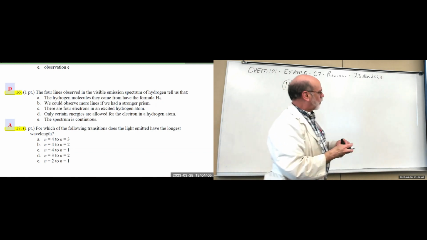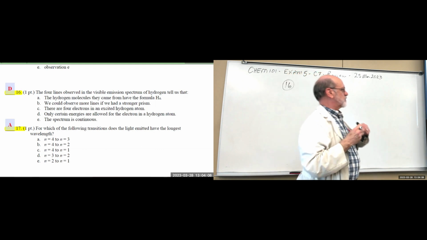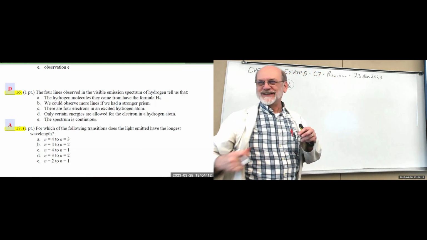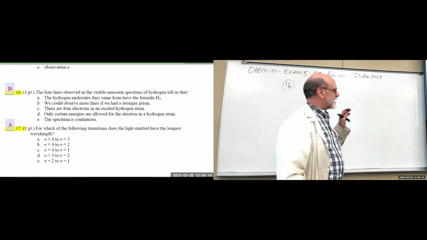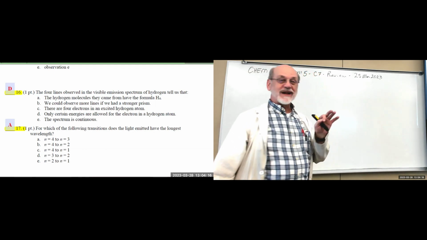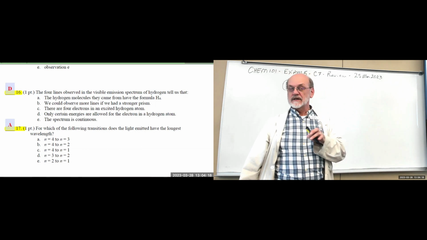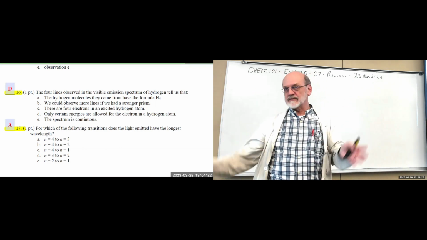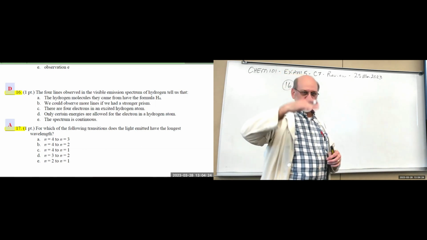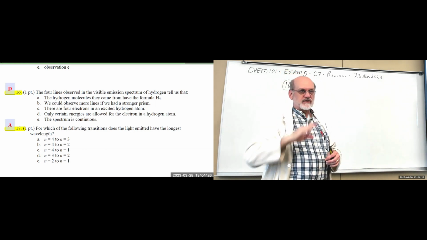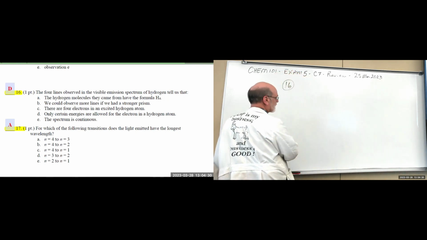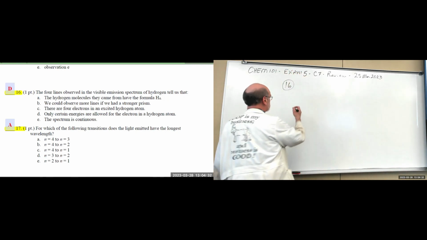Okay. The four lines observed in the visible emission spectrum of hydrogen tell us that. Well, that's another way of saying what we've already done. It's another way of telling us that only certain energies are allowed for electrons in the hydrogen atom. But we've since learned that that's true for all atoms. Electrons move from one level to the next, and there's nothing in between. So that was D.